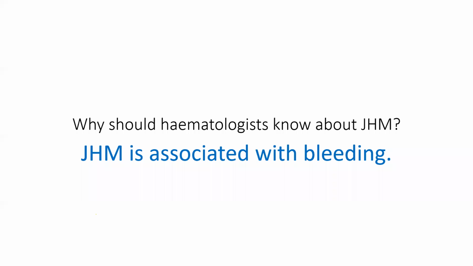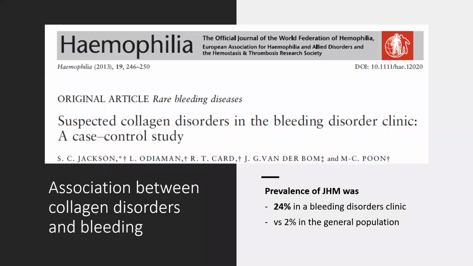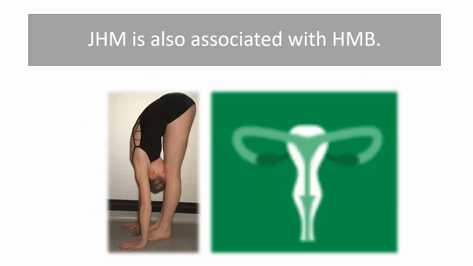Now, why should hematologists know about joint hypermobility? As I've alluded, joint hypermobility is associated with bleeding. The very first description of this was in 1998, where Kaplinski et al. showed that there was an association between hyperflexibility of the thumb and an unexplained bleeding tendency. So it may be a rule of thumb to remember this. I showed you this article in the Bleeding Disorder Clinic, where 24% of patients had joint hypermobility. And then specifically in hypermobile Ehlers-Danlos patients in a pediatric population, 56% of them had a positive pediatric bleeding score.